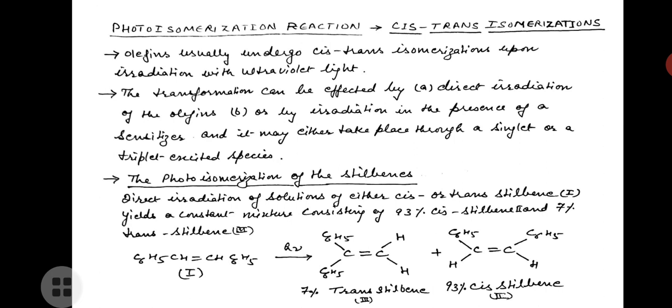Triplets are frequently involved because simple olefins absorb light at about 200 nm, and experimentally it is more convenient to sensitize these reactions by using a triplet donor which usually absorbs at longer wavelengths.